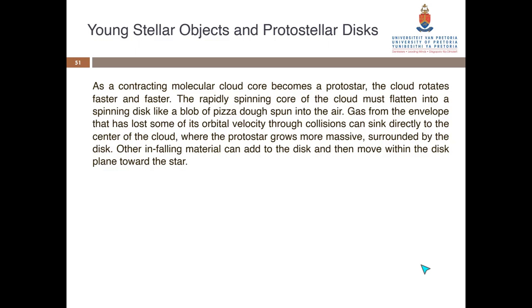As a contracting molecular cloud core becomes a protostar, the cloud rotates faster and faster. The rapidly spinning core of the cloud must flatten into a spinning disk, like a blob of pizza dough spun into the air. Gas from the envelope that has lost some of its orbital velocity through collisions can sink directly to the center of the cloud, where the protostar grows more massive. Surrounded by the disk, other infalling material can add to the disk and then move within the disk plane towards the star.